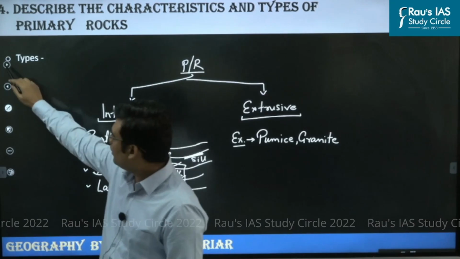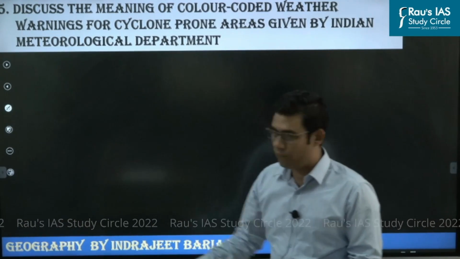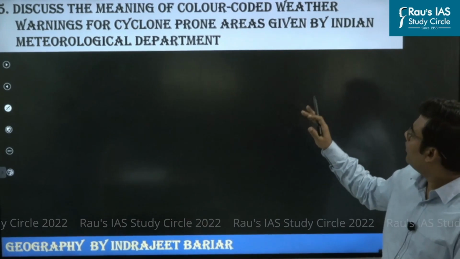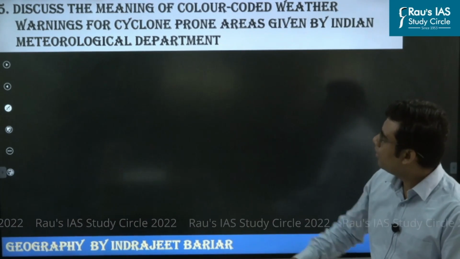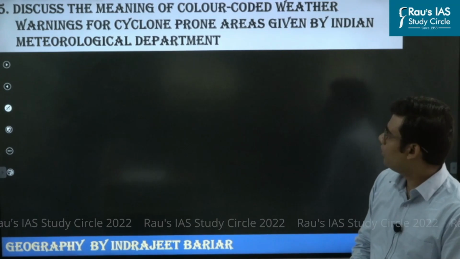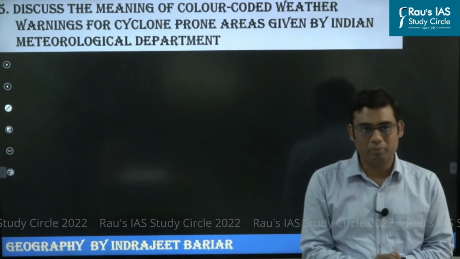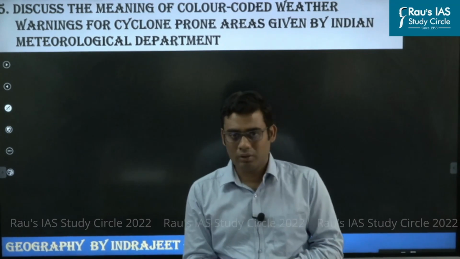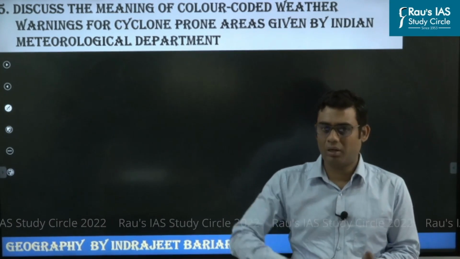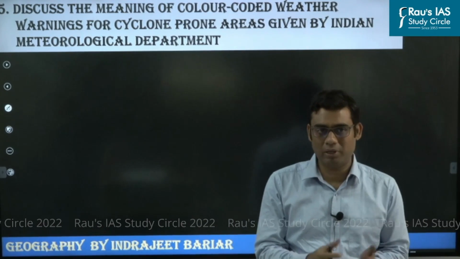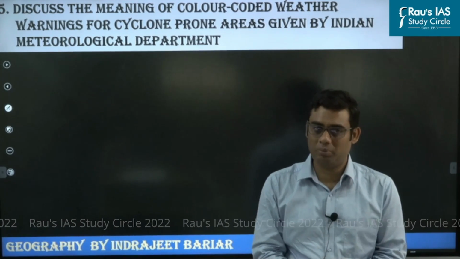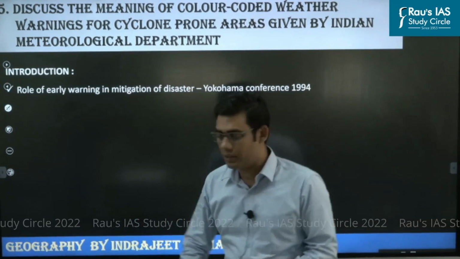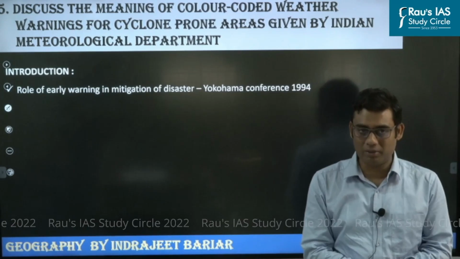Then taking a look at the second question, which was question number 5 in our paper. It reads: discuss the meaning of color-coded weather warning for cyclone-prone areas given by the Indian Meteorological Department. Now, this question, if we see, primarily comes up under disaster management, but yet came in paper 1. So in this case, what we can do is associate it somewhere with the disaster management aspect.